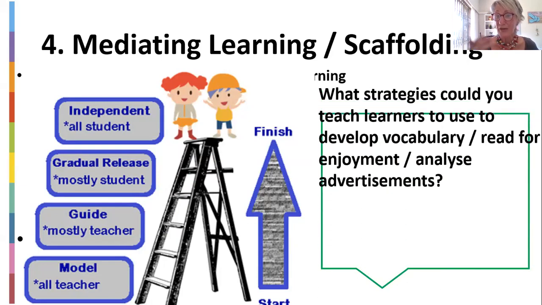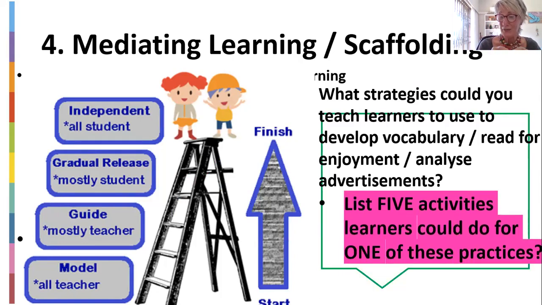So think about it. What strategies can you use in your classroom to develop vocab? Okay. Brainstorming, looking at different texts, underlining words you don't know, underlining similar words, underlining antonyms. How do you get your students to read for enjoyment? A lot of students hate reading. So how can I change them around? Offer them different kinds of text, shorter, easier, different, appropriate, relevant to them. How can I help them to enjoy reading more? How can I help them to analyze advertisements? What different strategies can I do?